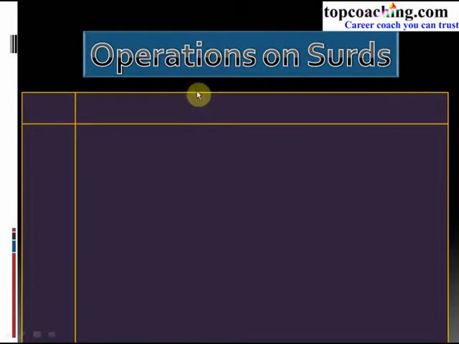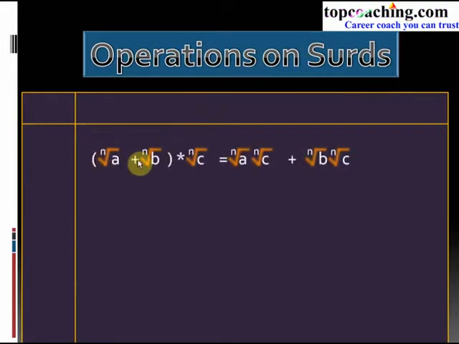We shall see some of the very important operations on surds. The first is the nth root of a plus nth root of b bracket into the nth root of c would be equal to nth root of a into nth root of c plus nth root of b into nth root of c. So we see that we have used the distributive property over here. So the distributive property is valid when it comes to the operations on surds. This could further be written as the nth root of a into c plus the nth root of b into c.